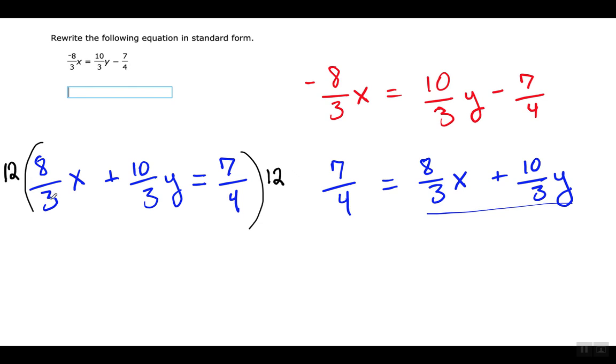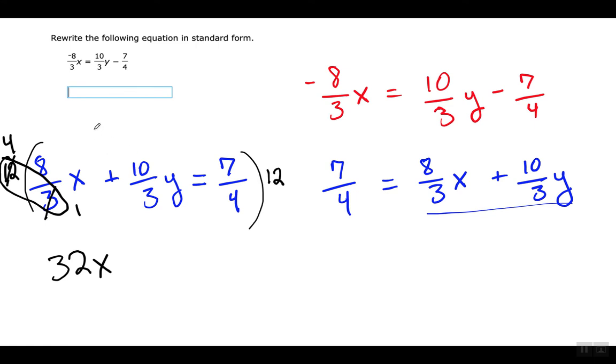What's 12 divided by 3? 12 divided by 3 is 4. 4 times 8 is 32x. Here's another way to say it. If I divide both of these numbers by 3, this becomes a 1 and this becomes a 4. And 4 times 8 is 32x.